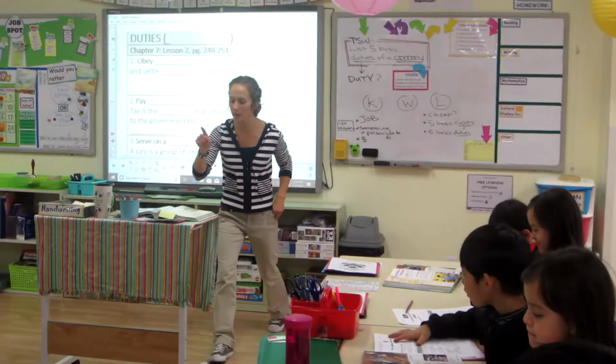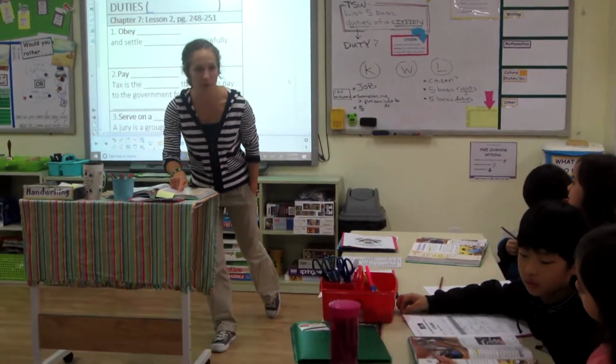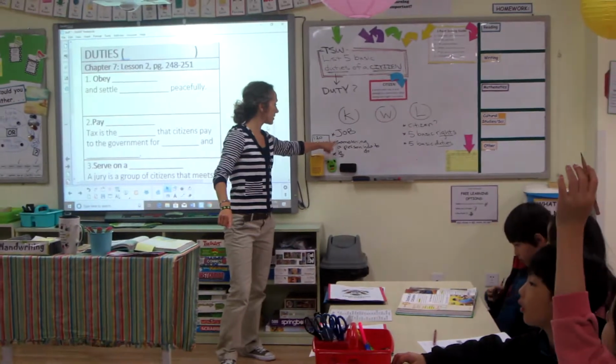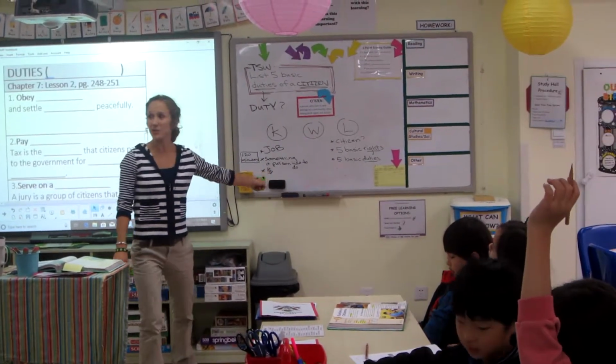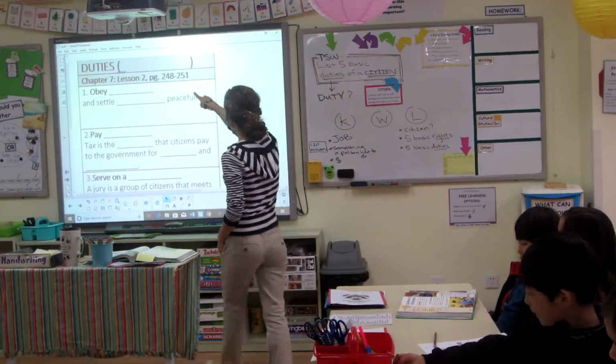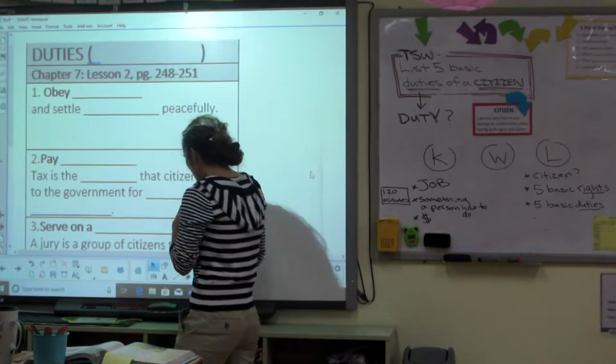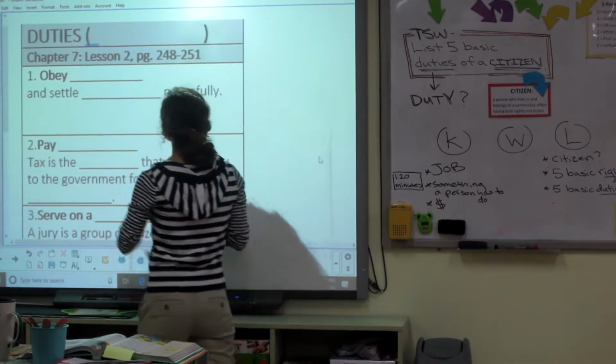According to our book, look at that first sentence. What is the other word for duty besides job, besides getting money? Sometimes you don't get money for duties. What is the word? Responsibility. Good. That's the word we're going to write up here right next to duties.